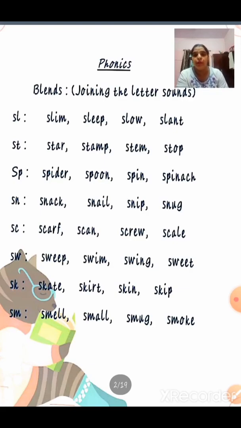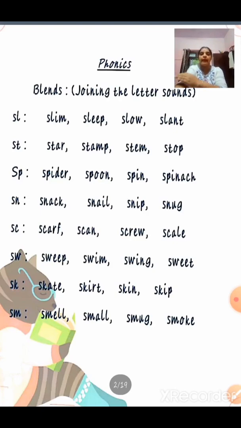Here first word we will read with joining the letter sounds. So first of all we will identify the beginning sound, the middle sound and the ending sound. So here the beginning sound is sl and the middle sound is e and the ending sound is m. So let us join the letter sounds with the shoulder to hand strategy. Beginning sound is sl, middle sound is e and ending sound is m.